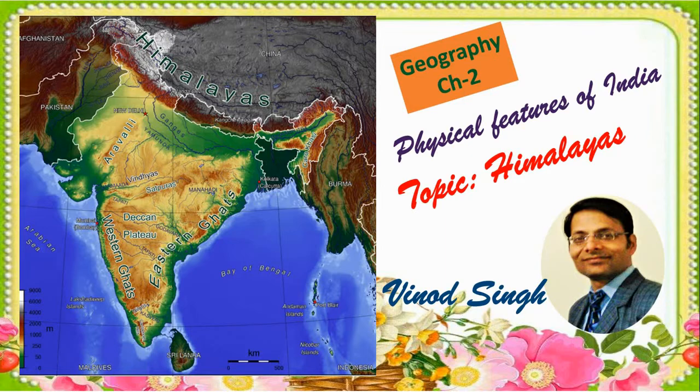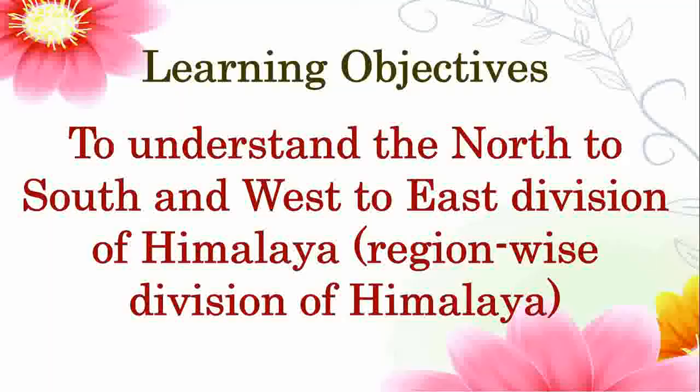Today we are going to start a new topic, Himalayas, from the chapter Physical Features of India. It is Geography Chapter 2, Physical Features of India, and the topic is Himalayas. Today's learning objectives are: we'll try to understand the division of Himalaya from north to south and west to east. Regional division also we will try to understand. So let's begin.